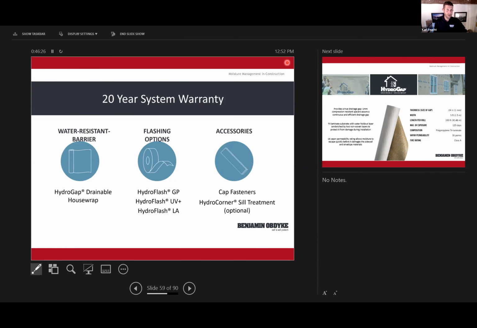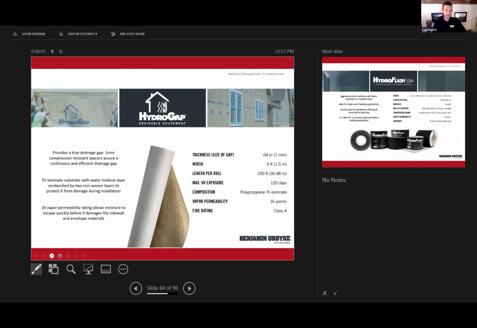And this carries a 20-year performance-based system warranty. And the products that go into this, you have to have the WRB, which is our HydroGap. You have to use one of our flashing products called HydroFlash. And there's 3 different ones. We recommend HydroGaps installed with cap fasteners.